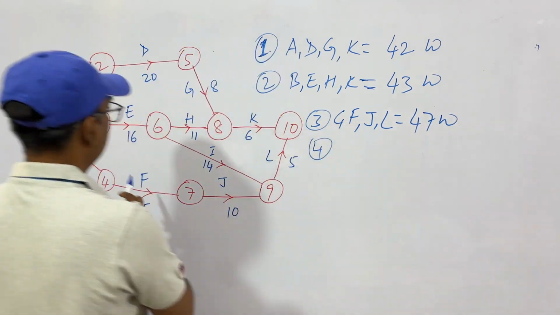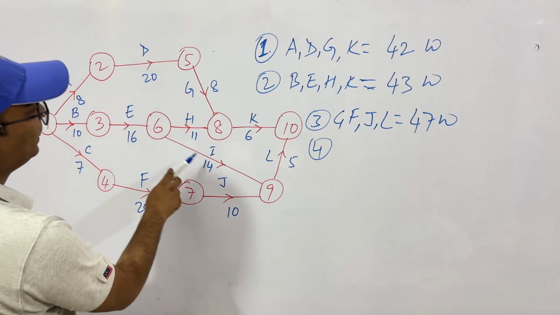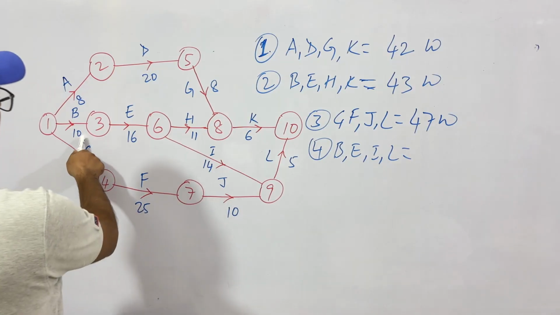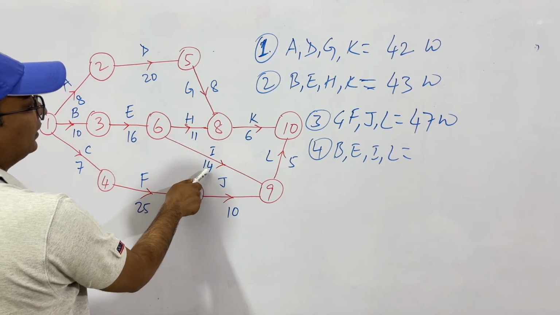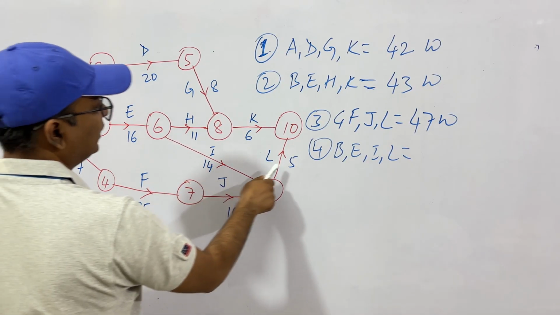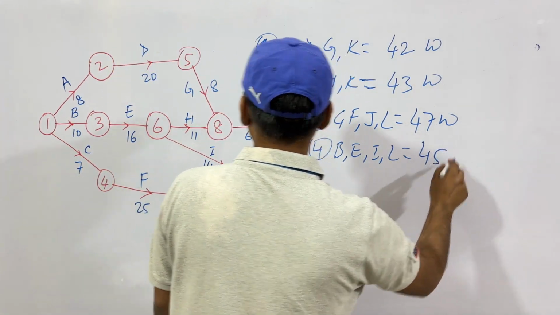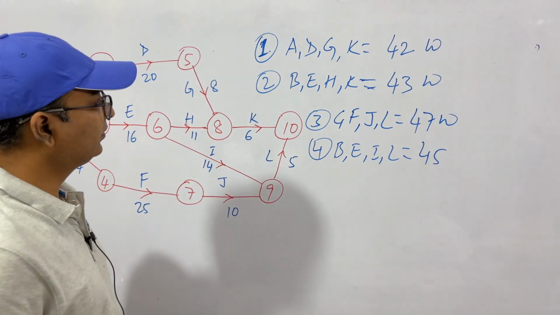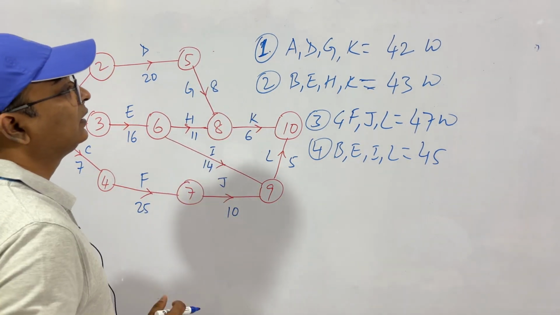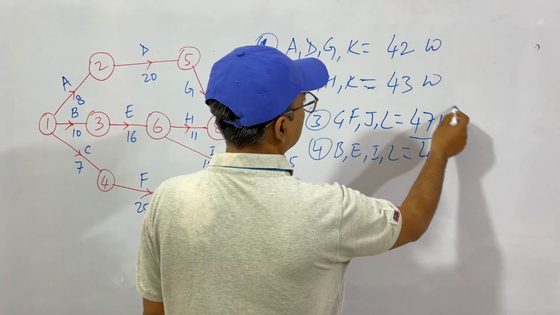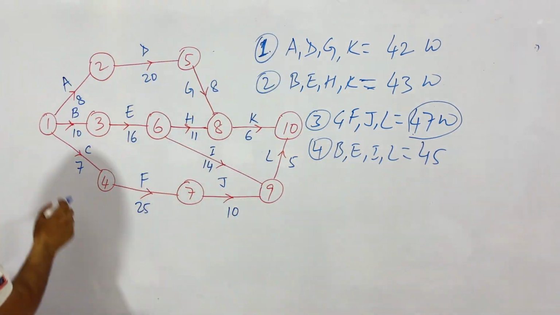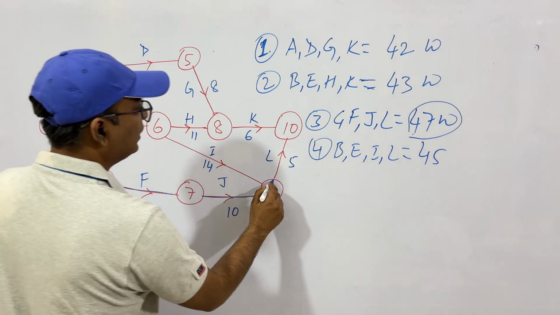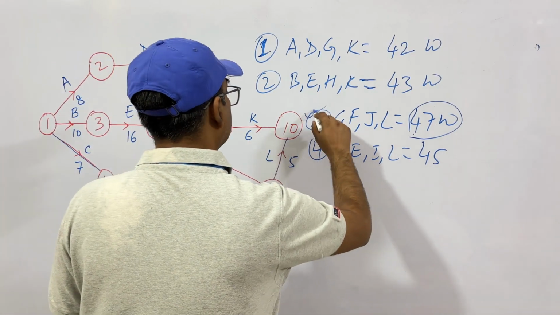Then we have one more path, BEIL. 10 plus 16, 26, plus 14, that is 40, 40 plus 5, that is 45. Do we have any other way? No. So these are the 4 different paths available to reach from start to end, and the longest path is this one, 47, CFJL. So this is our critical path.